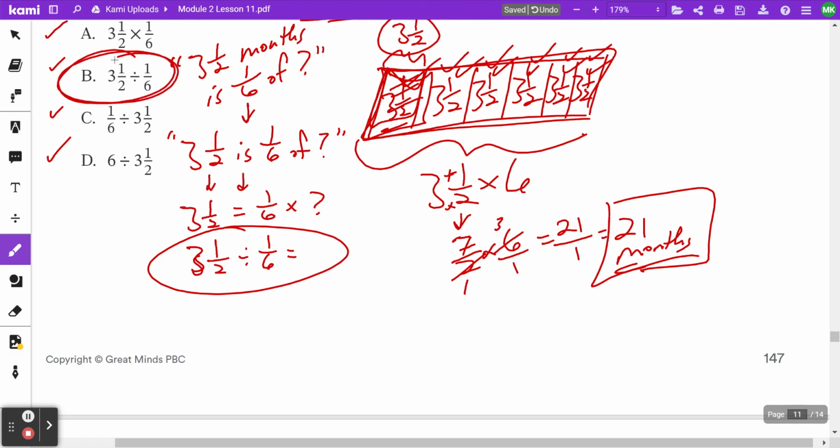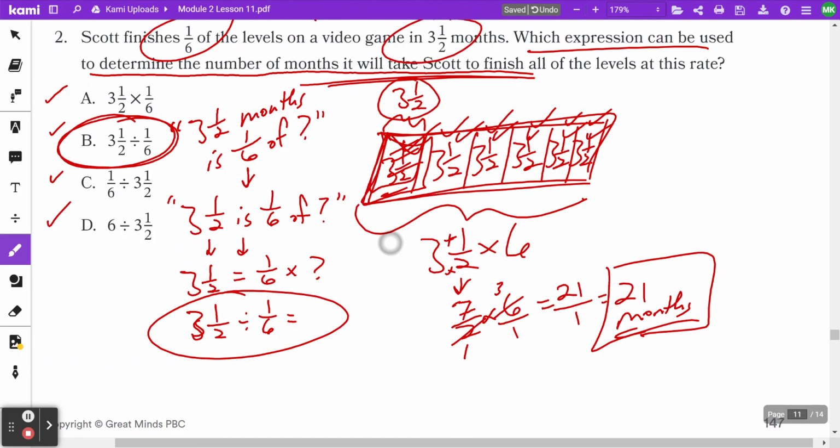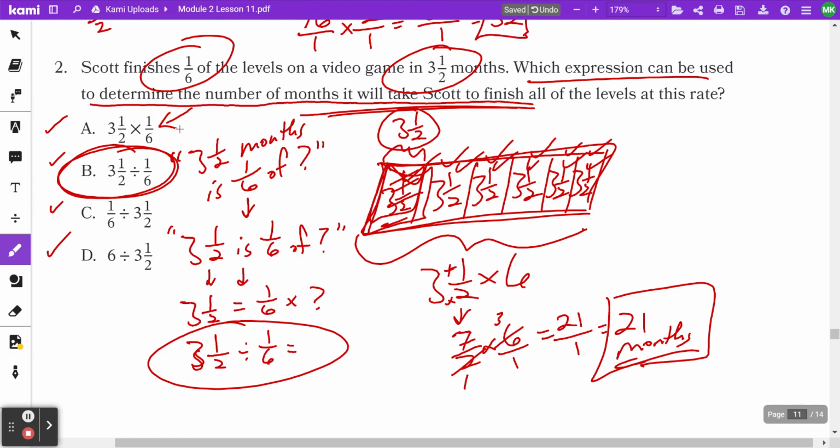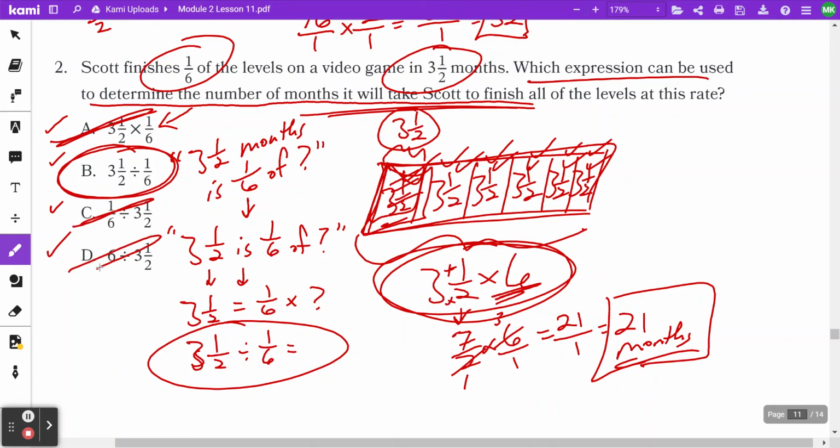Now you might be thinking this one over here, but check it out. That says 3.5 times 1/6. I needed 3.5 times 6 whole. So the diagram takes care of that one. So that's out. These are out because they're the reverse of what they're supposed to be. I'm not finding out how many 3.5s are in 1/6. I'm trying to find out how many 1/6 are in 3.5.